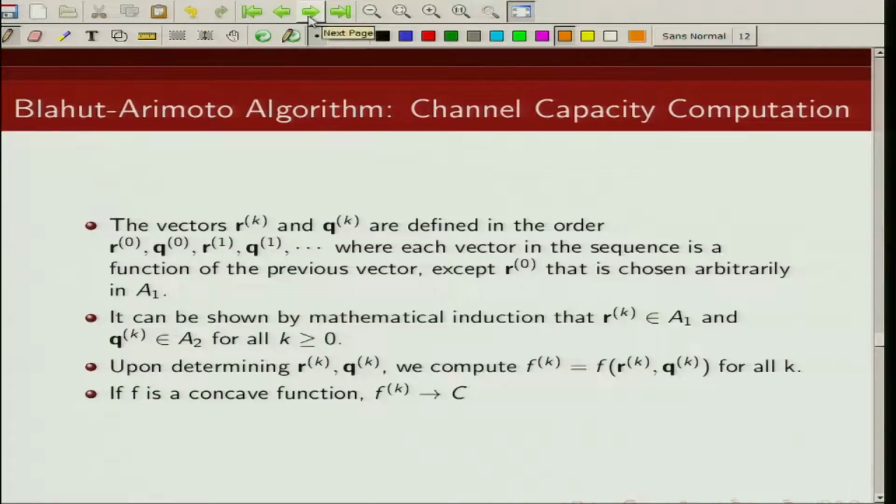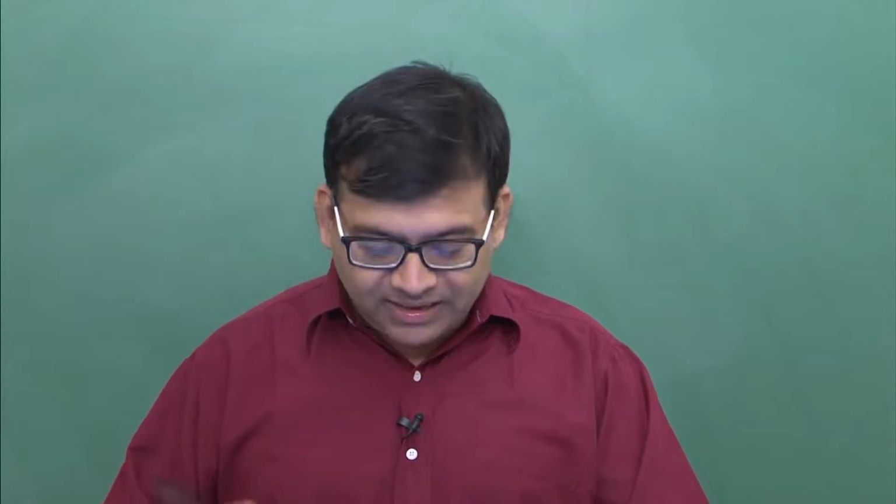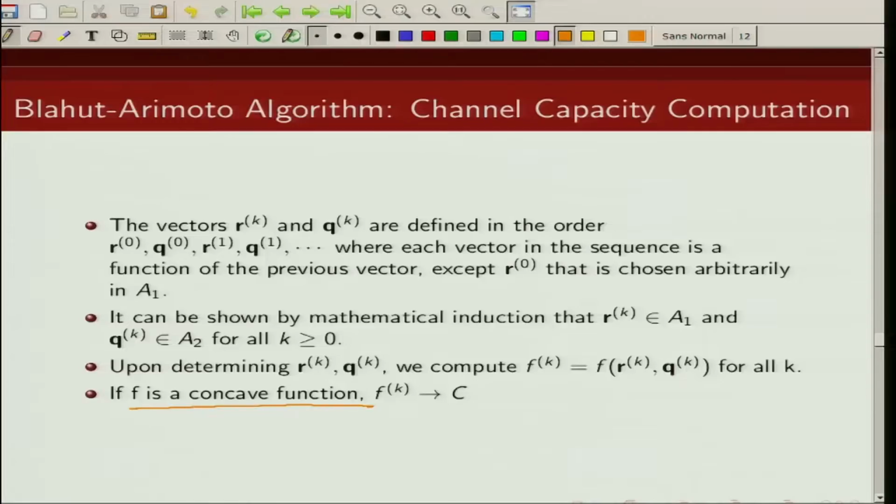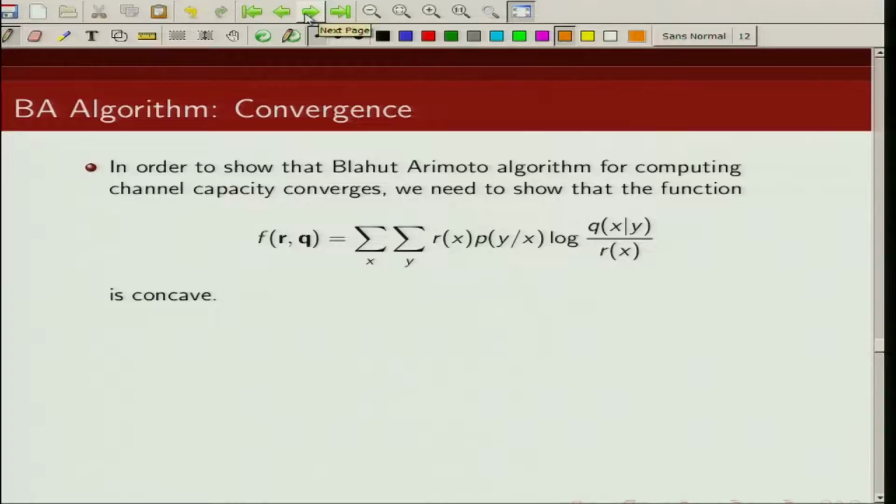Now the next obvious question is, is this function guaranteed to converge, and when will it converge? So when f is a concave function, this function will converge to the expression for capacity. So next we will show that this expression for channel capacity, this function, is a concave function.